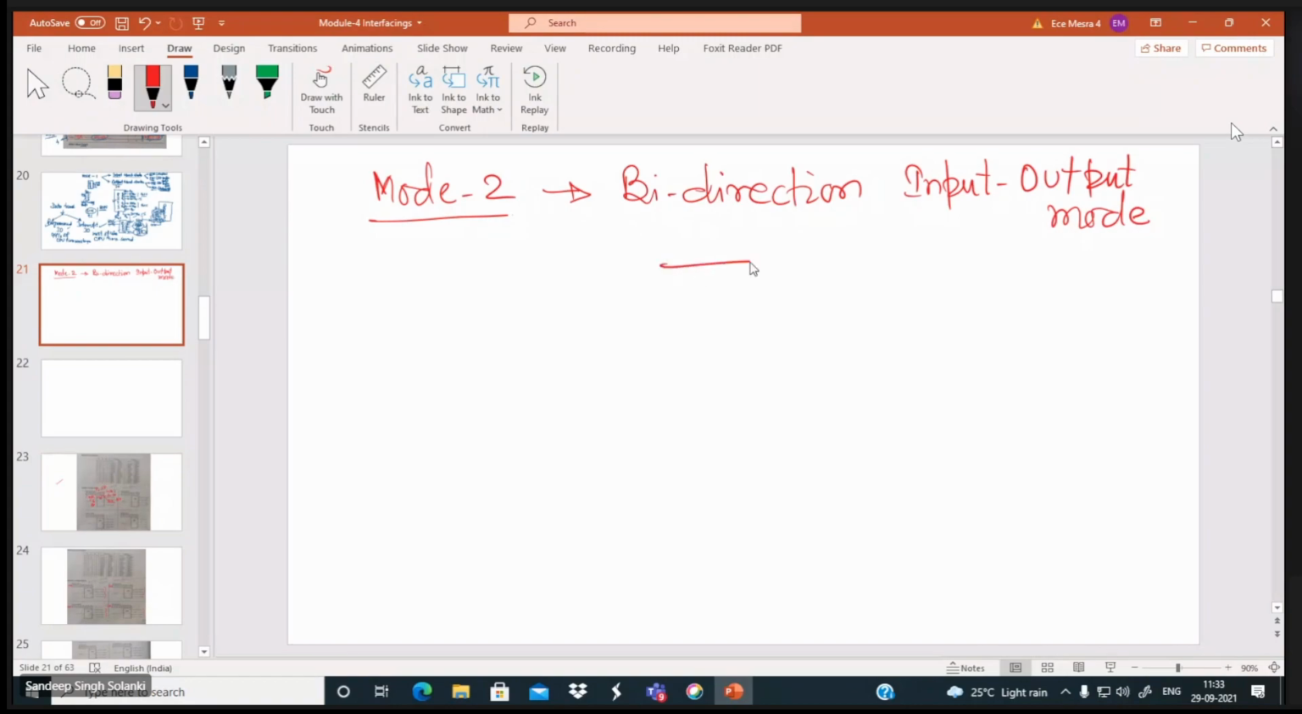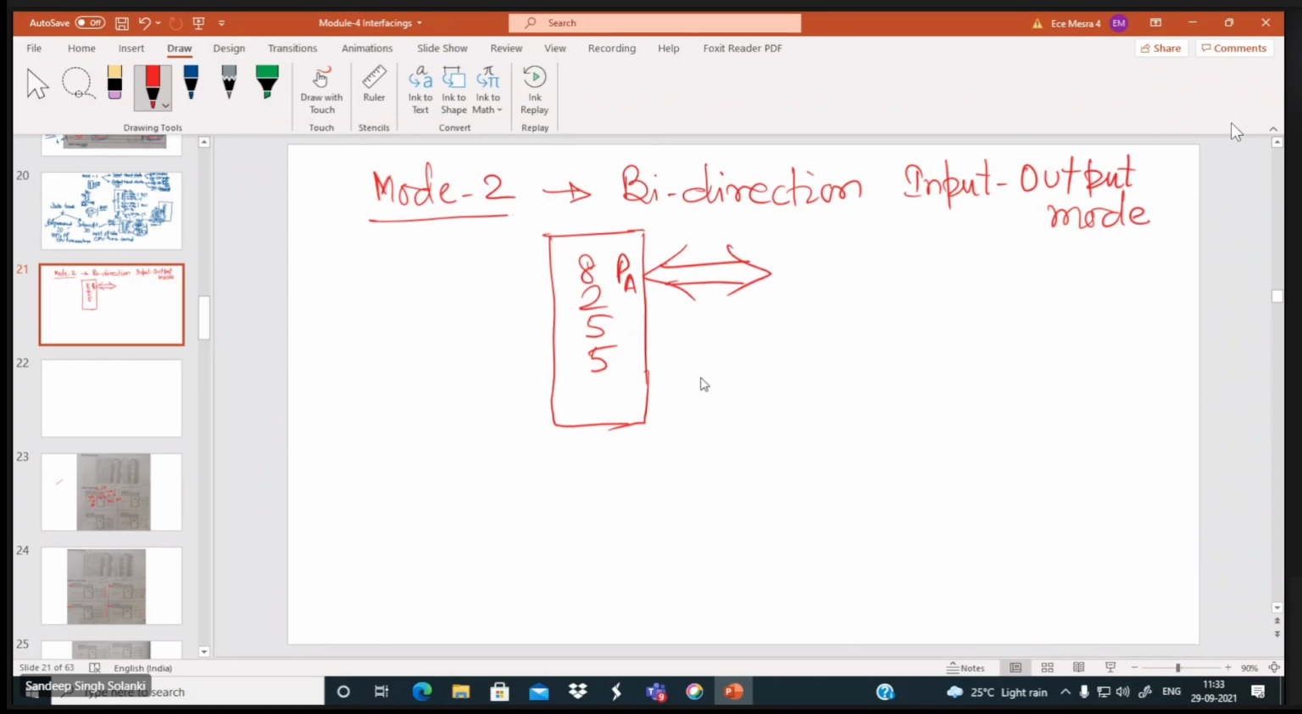The bidirectional means you will be having the data in both directions, and that happens to only one of the ports, which is known as port A. In the previous modes, I was showing you only one direction on the port, but right now I am showing you both directions.